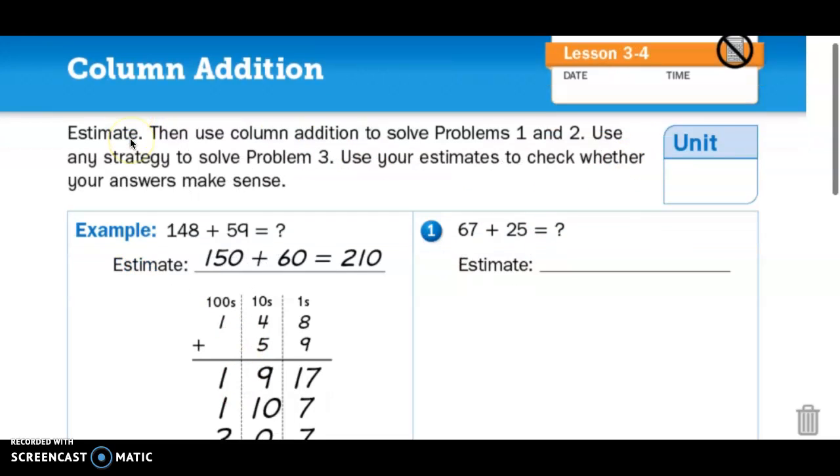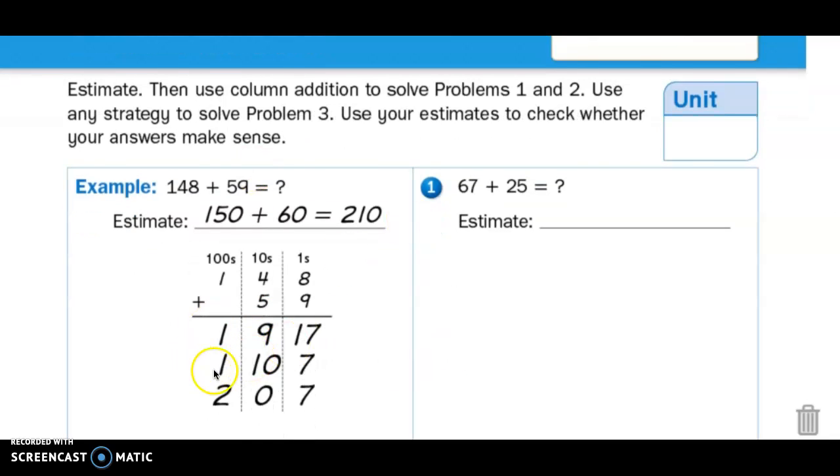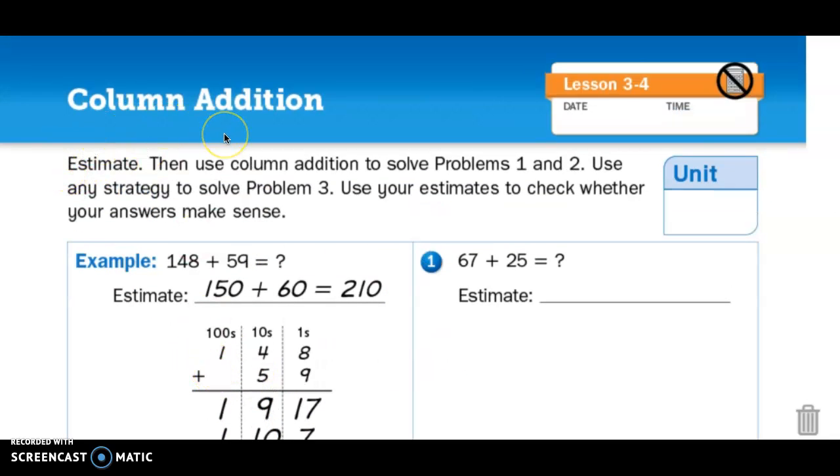Okay, this looks similar to what we did last Friday, but it's column addition. This is another way to add multiple digit numbers on top of each other. So instead of using those partial sums, we're going to use more columns. It says estimate, then use column addition to solve problems 1 and 2. Use any strategy to solve problem 3. Use your estimates to check whether your answer makes sense.